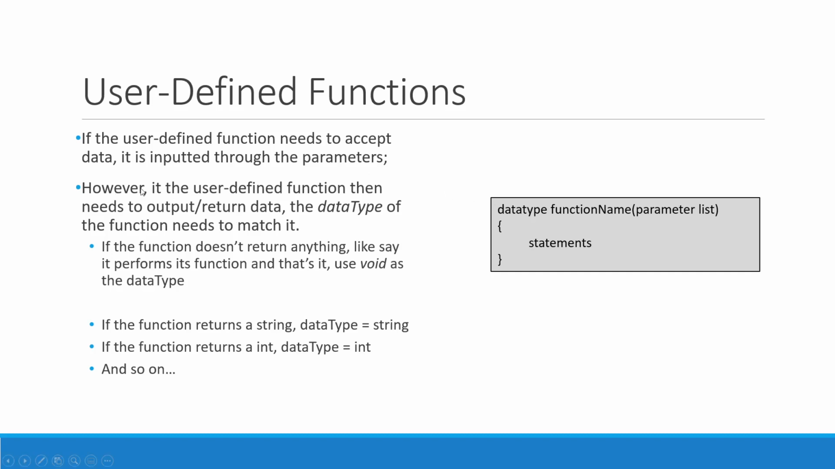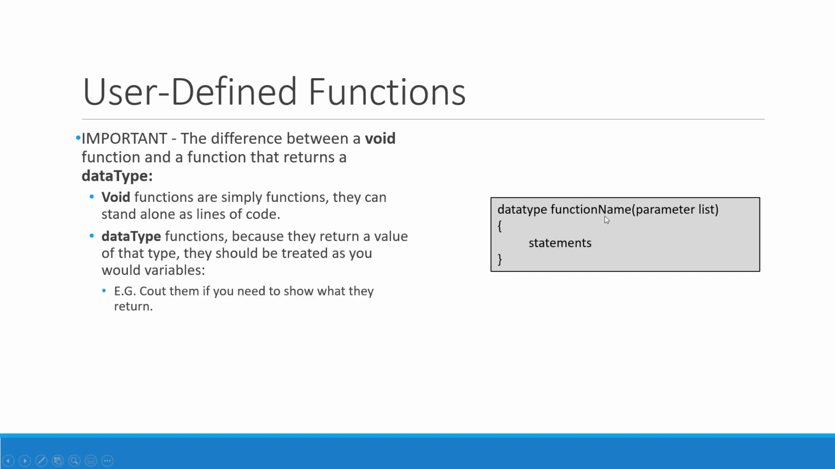However, if the user-defined function then needs to output or return data, the data type of the function needs to match it. If the function doesn't return anything, like say it performs its function and that's it, just use void as its data type. So for instance, if the function returns a string, this data type here has to be of type string. If the function returns an int, the data type has to be of type int, and so on. And I can actually demonstrate that by doing the next part of the activity. There's actually one thing that I forgot. So this is a very important note.